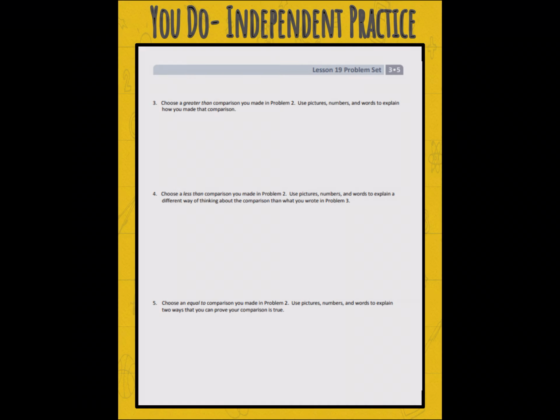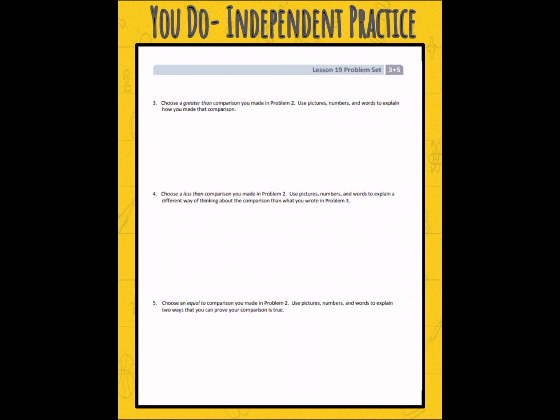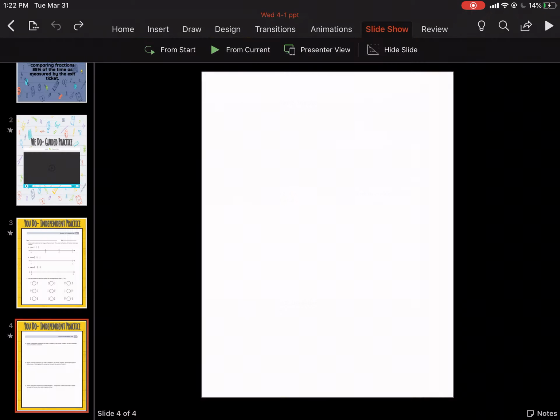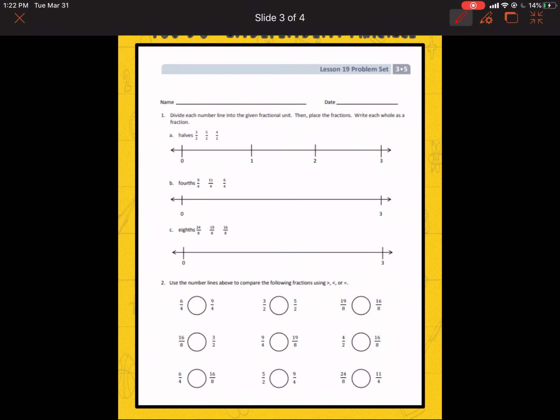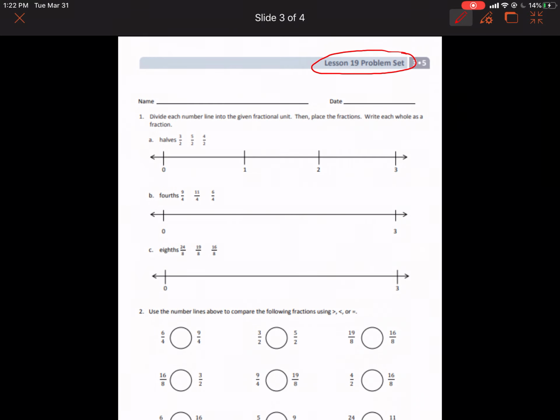Okay, we are on, sorry guys, our lesson 19 problem set. So you are going to want to turn to the lesson 19 problem set in your workbook right here. Hang on one second, see if I can do it this way. We're going to be doing this a little bit different. I'm trying to screencast on my iPad, so we'll see how this goes. We're going to do these problems together.